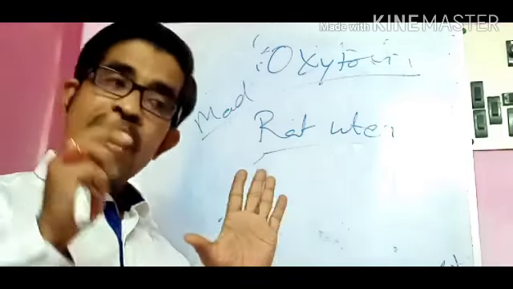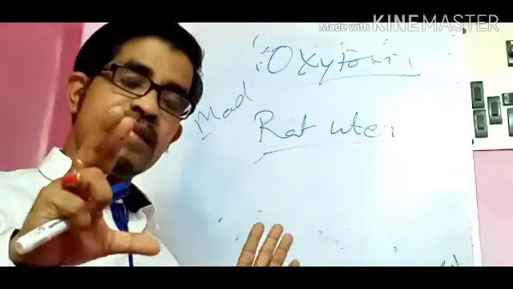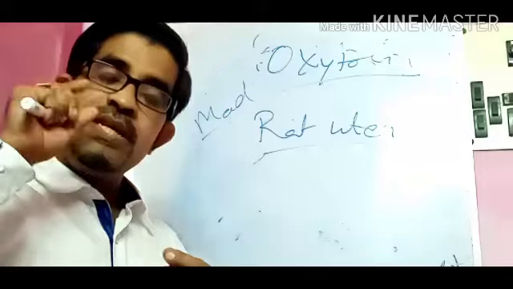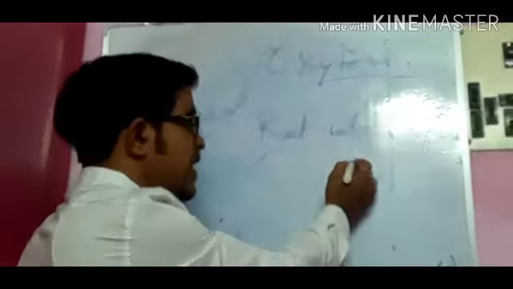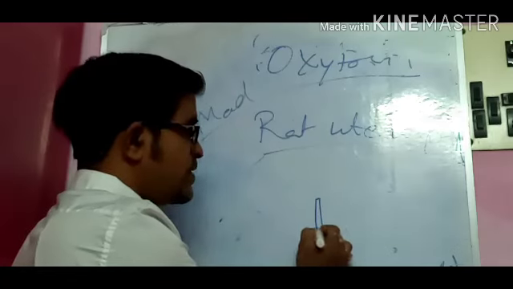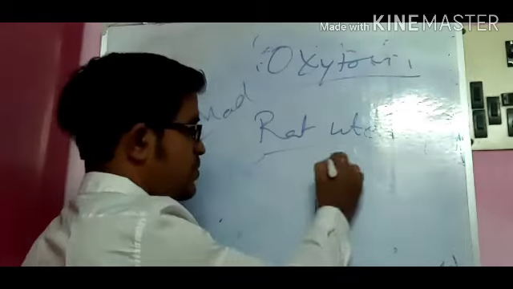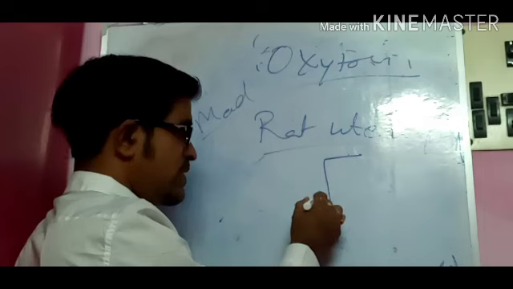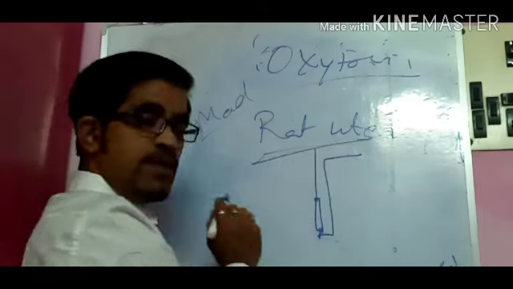In the kymograph, what will happen? On the organ bath you mount your tissue. What is the tissue? Uterine horn. You take a 2 to 3 centimeter strip of uterine horn and bind it to your J tube. Another thing, there is a thread, and this thread will be bound to your lever.